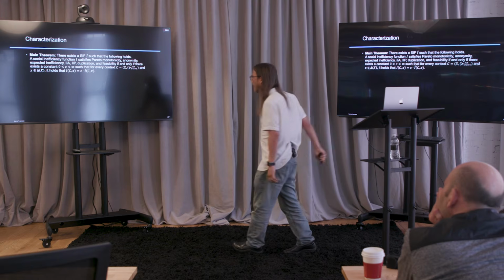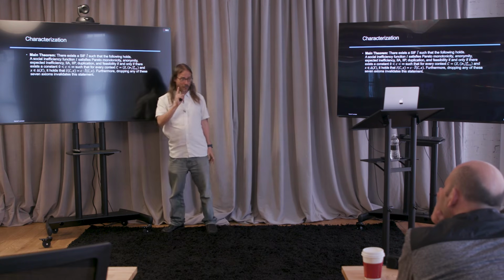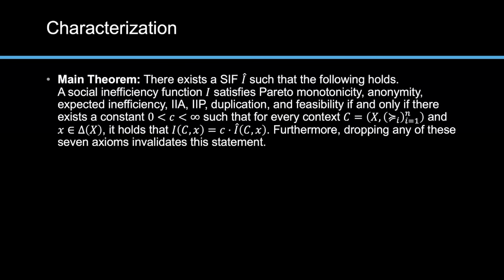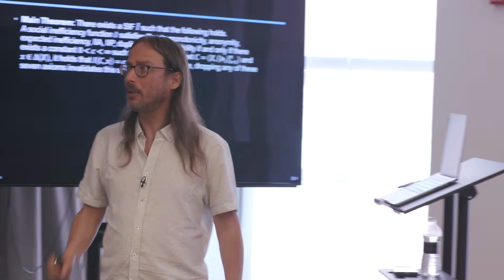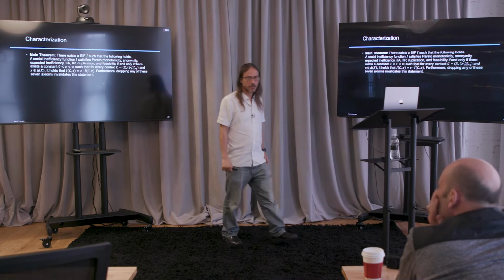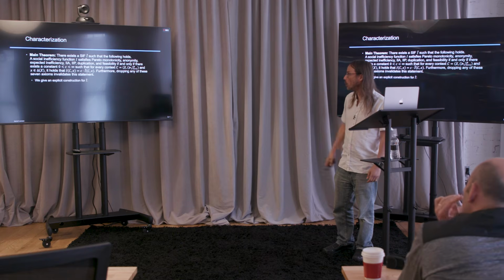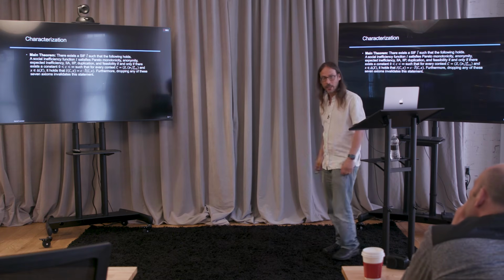Let me show you what I hat is. Oh, furthermore, and this is where we pay for having 7 axioms, dropping any of these 7 axioms invalidates this statement. So for each one of these 7 axioms, we have an example of a social inefficiency function that satisfies the other 6, but does not satisfy this theorem. So none of our axioms is redundant. They're logically independent, for people who like that.